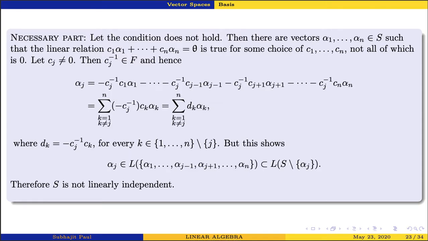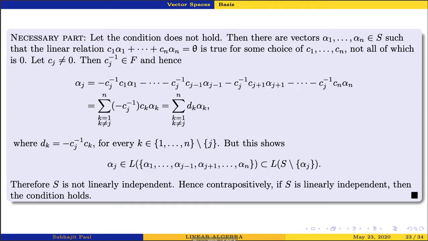That means S is not linearly independent. So the condition not holding means S is not linearly independent. So contrapositively, if S is linearly independent, then the condition holds. Fine. Okay. So we have proved the necessary and sufficient condition. We have come back on track to what we knew in our last year's lesson, the characterization of the definition of a linearly independent set. So we have proved the equivalence of these two definitions.